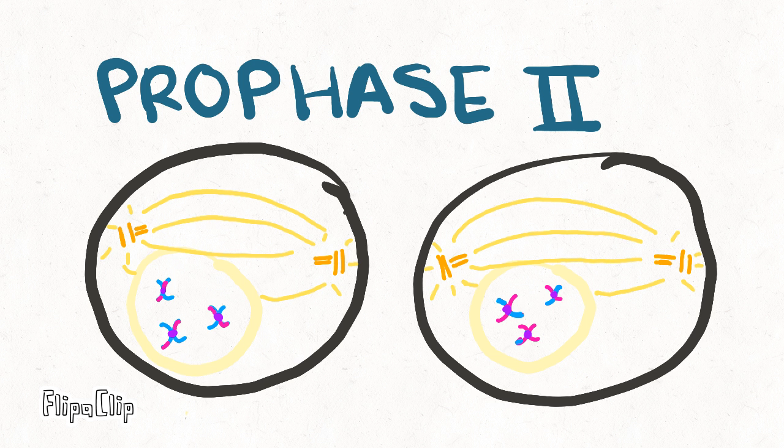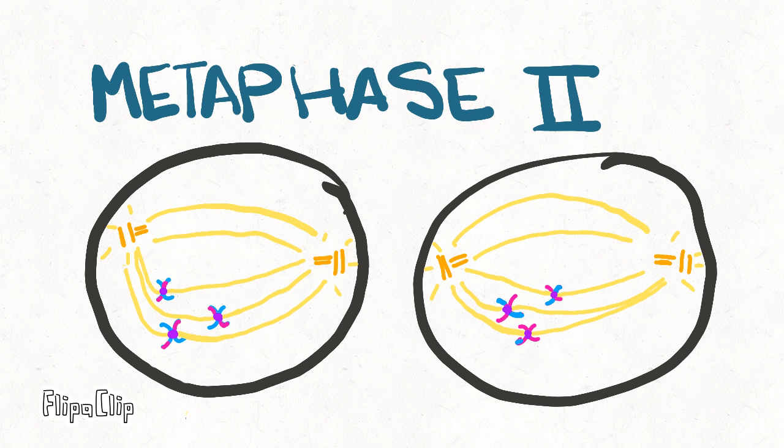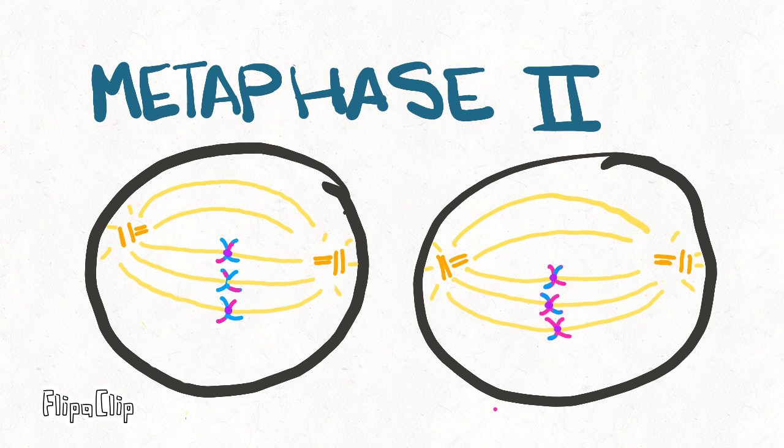In this stage, the spindle apparatus once again begins to form as the centrosomes move to opposite poles of the cell. The nuclear membrane disintegrates and the chromosomes condense. Microtubules attach to the kinetochores on the centromeres. In metaphase 2, the chromosomes line up in single file on the metaphase plate. Again, the order in which they line up is entirely random.